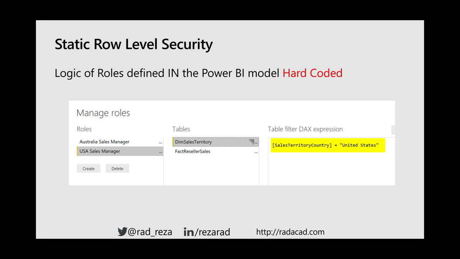Now, when you specify it hard-coded, for example, we have a role called USA Sales Manager. USA Sales Manager has access only to USA data. So what you do is define a role with a DAX filter. These are all DAX filters. You say that this role has access to United States. That is why we call it static, because you have to hard-code it here that it is United States. Or there is another role that has access to Germany data.